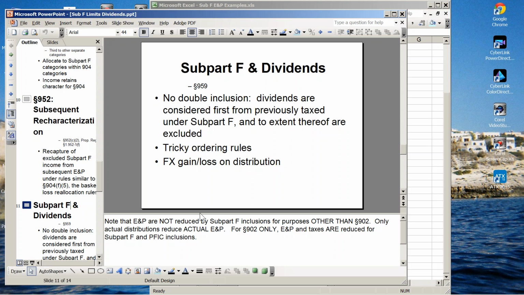Now, I've said this before, and I'm going to say it again, Subpart F inclusions are not dividends. They are ordinary income. There are no special provisions for dividends that apply.